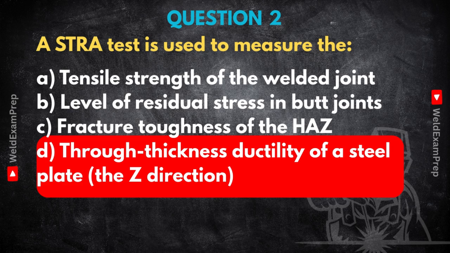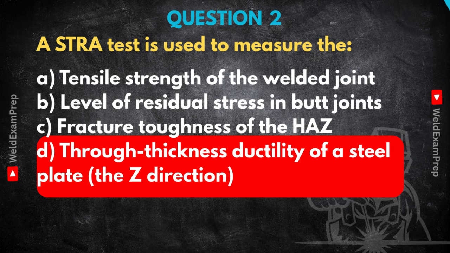And the other options, why aren't they right for STRA? Well, tensile strength, like we said, that's a standard tensile test. Residual stress, that needs things like hole drilling or X-ray diffraction. Totally different methods. Okay. And fracture toughness, measuring how well a material resists a crack growing, that involves specific fracture mechanics tests, often with pre-cracked samples. Right. So yeah, STRA is purpose-built for that Z-direction ductility, assessing that specific risk of lamellar tearing. It's fascinating how these tests evolve to find these hidden vulnerabilities. Really shows the precision needed in material testing for critical applications.